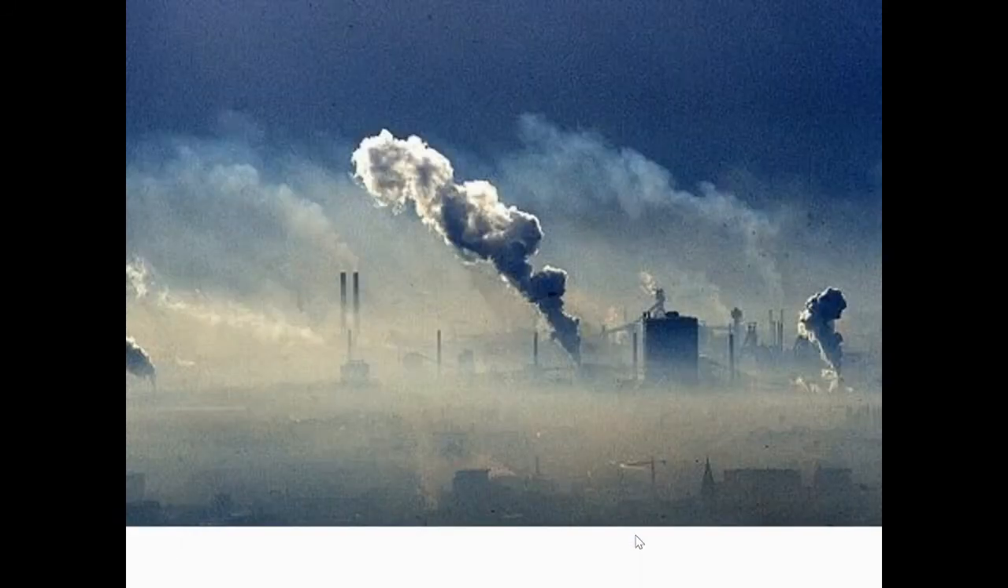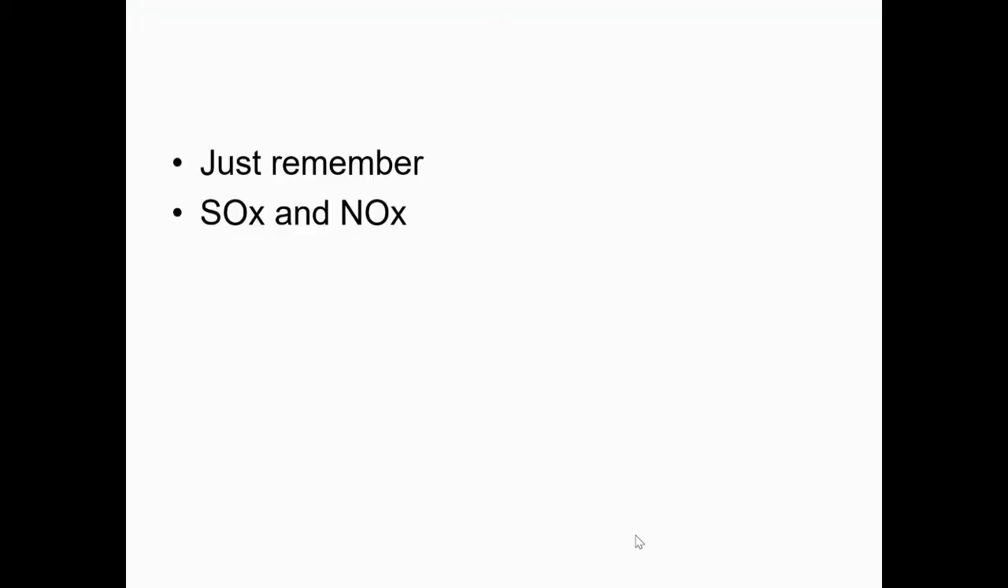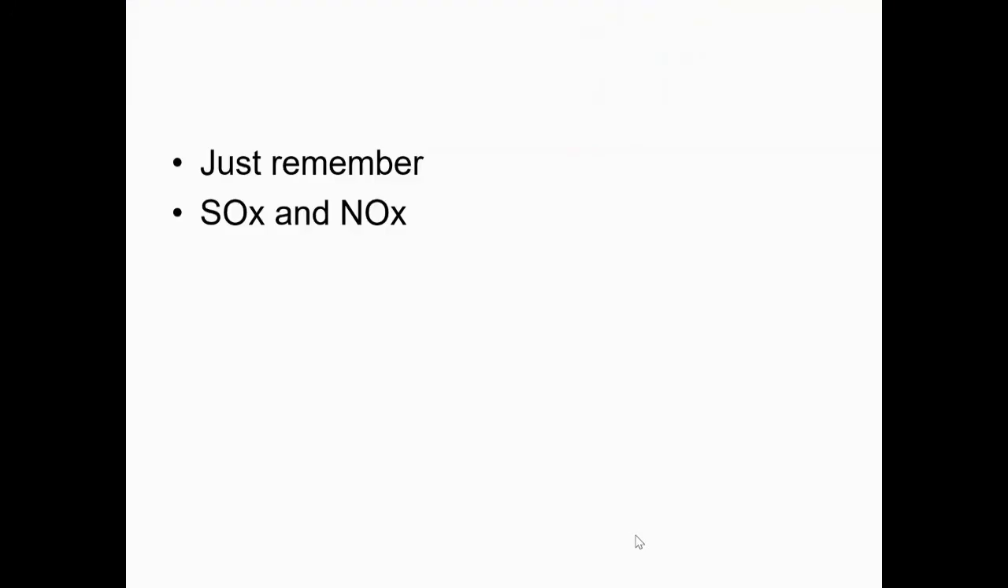So now, first let's do acid rain formation. The key thing you need to know is SOx and NOx form acid rain, SO2 and NOx. You can just call it SOx and NOx. Just remember SOx and NOx. SOx reacts with water to form sulfuric acid. NOx reacts with water to form nitric acid.